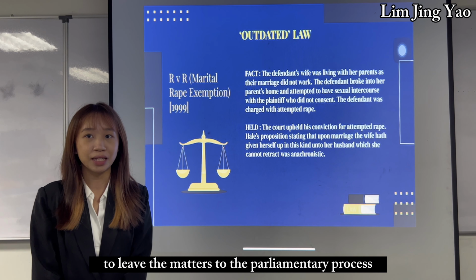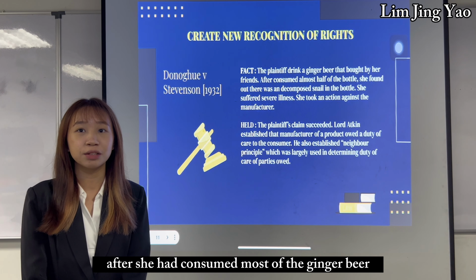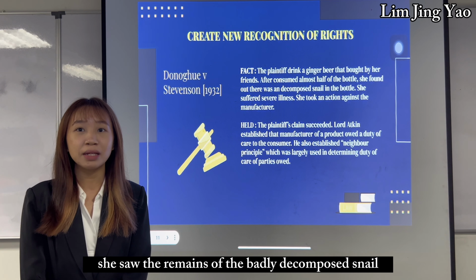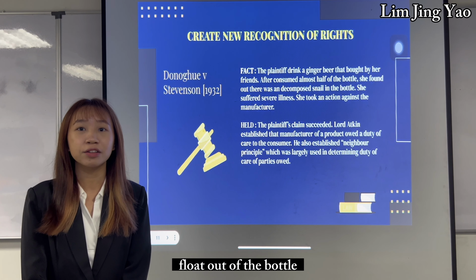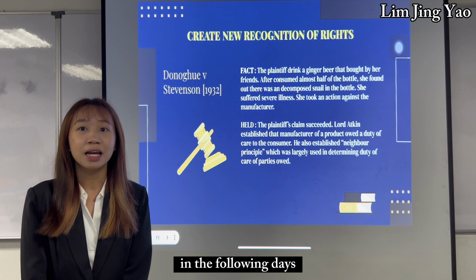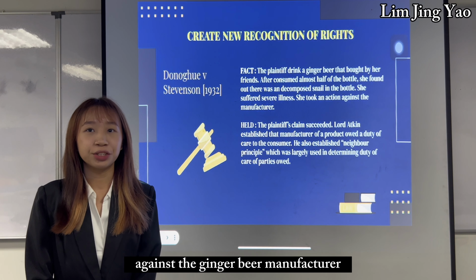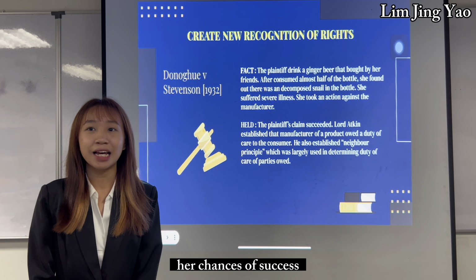individuals. As illustrated in the case of Donoghue against Stevenson, Miss Donoghue went to a cafe with a friend who bought her an ice cream and a bottle of ginger beer. The ginger beer bottle, which was dark and opaque, contained a decomposed snail. Miss Donoghue claimed that after she had consumed most of the ginger beer, she saw the remains of the badly decomposed snail float out of the bottle as it was being poured into her glass. In the following days, she became ill and upon seeking treatment, was diagnosed with severe gastroenteritis and shock. She took legal action against the ginger beer manufacturer. Her chances of success seemed limited.